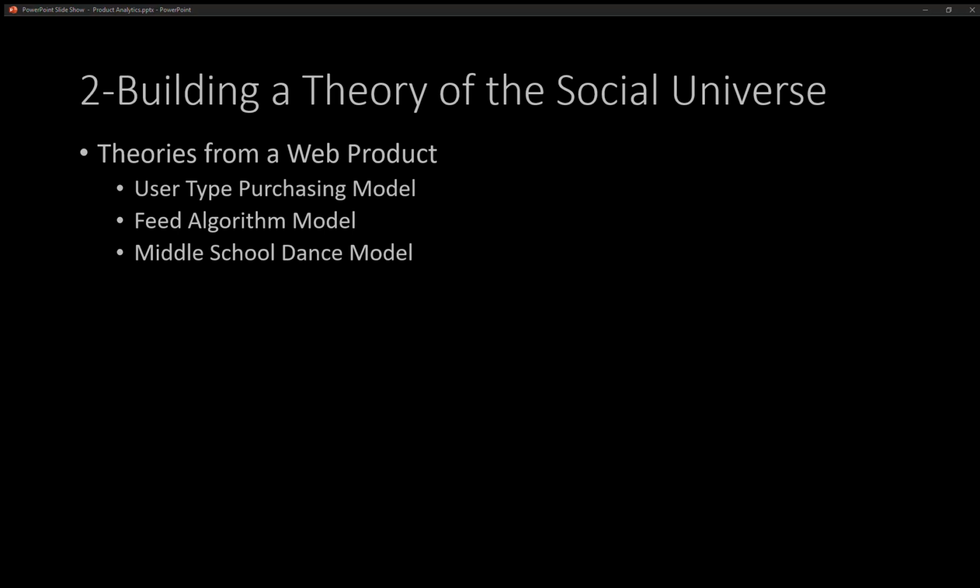So, I have now discussed all three models: the web product model for a web product, the user type purchasing model, the feed algorithm model, and the middle school dance model.